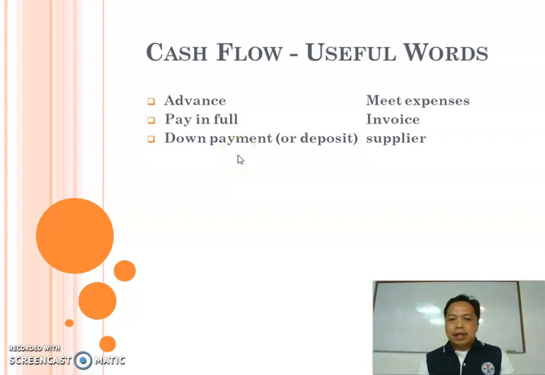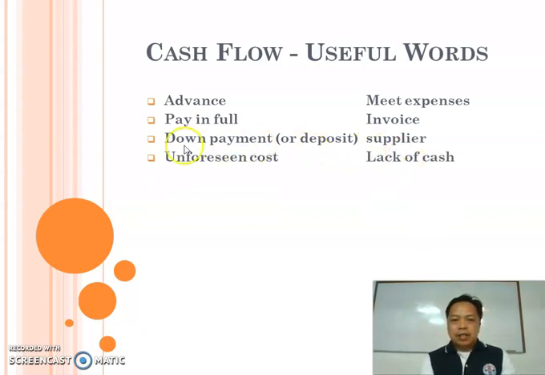if there is a certain amount to be paid, or also to be deposited in the bank, and then after that you have an agreement on how you pay the other or the remaining balance. So you have a down payment first, or deposit. Supplier, this is the person or a company that gives you a product.